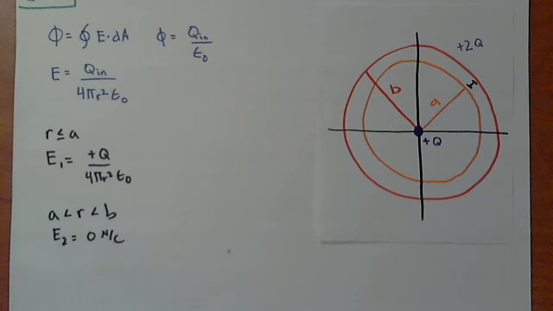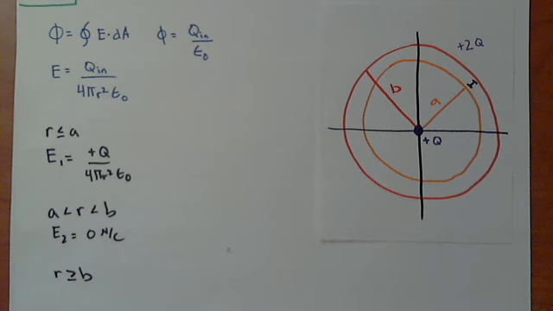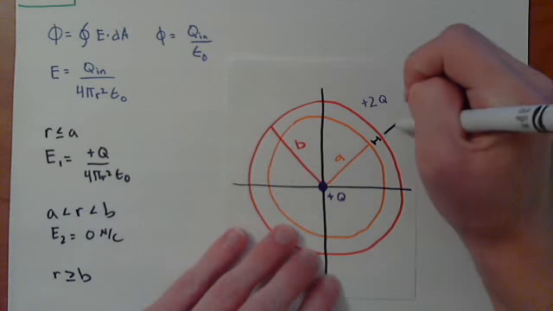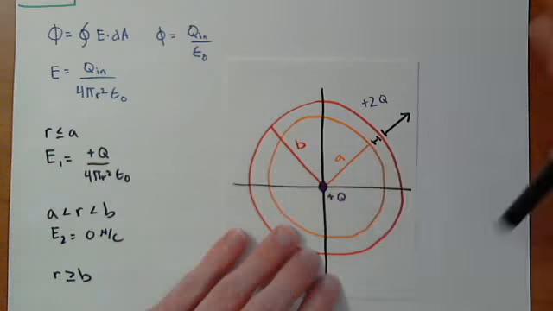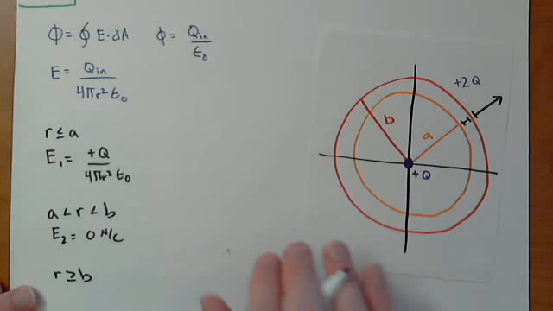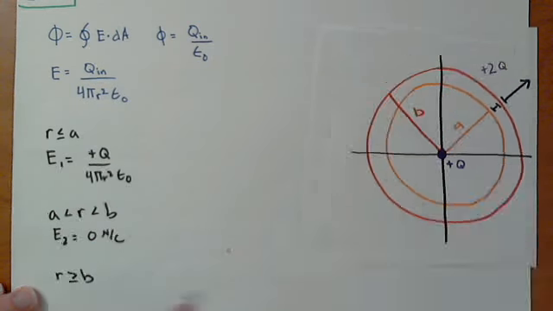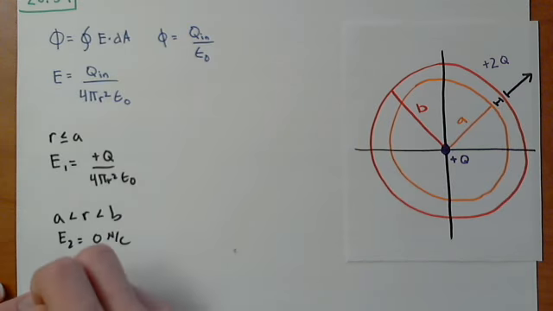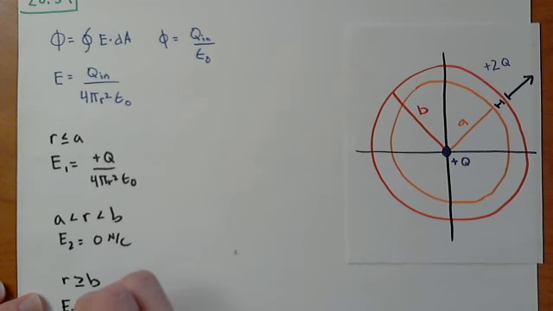Finally, for R is greater than or equal to B, which would be this part of the sphere from the outer radius and outward, we're going to have to combine the charges of the shell of the sphere and the interior charge. So we will get E3 equals 3Q over 4 pi r squared epsilon naught.